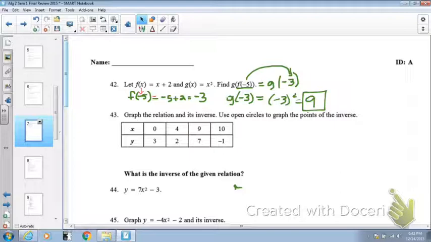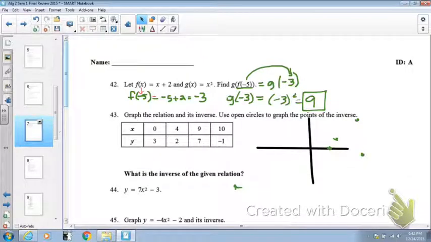Number 43, graph the relation and its inverse and use open circles to graph the points of the inverse. So basically we're going to put our set of ordered pairs on a coordinate plane. Okay. And so I have my first one, I'm going to put the original relation in green. And I have 0, 3, which is going to be about right there, and 4, 2, and I have a 9, 7, and a 10, negative 1.